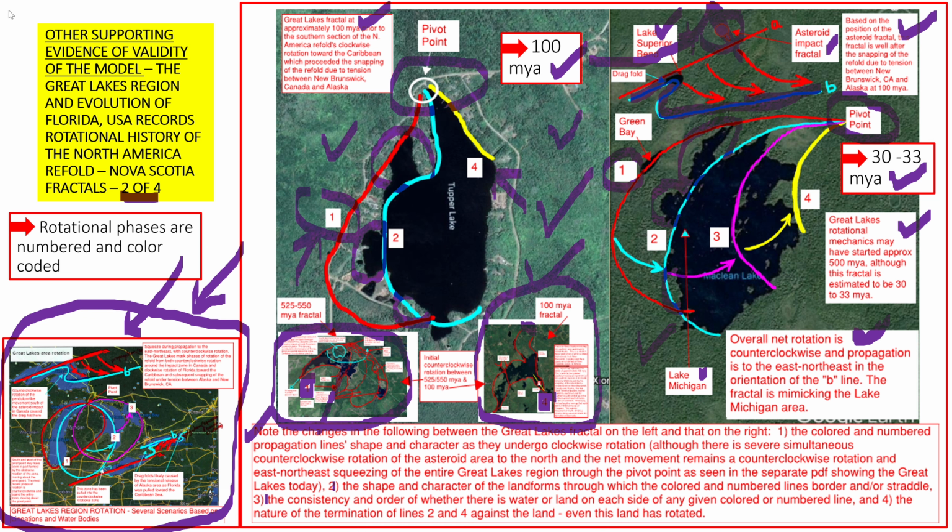And 4, the nature of the termination of lines 2 and 4 against the land. Even this has rotated. So what I'm saying, if you look at the left, between number 2 and 4 is this straight part of land here that I'm highlighting. So even that has rotated here on the right. You can see that. Even that has rotated clockwise.